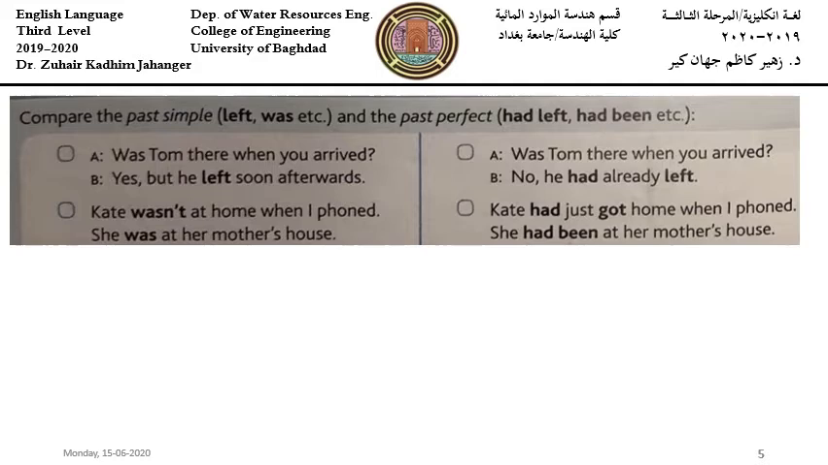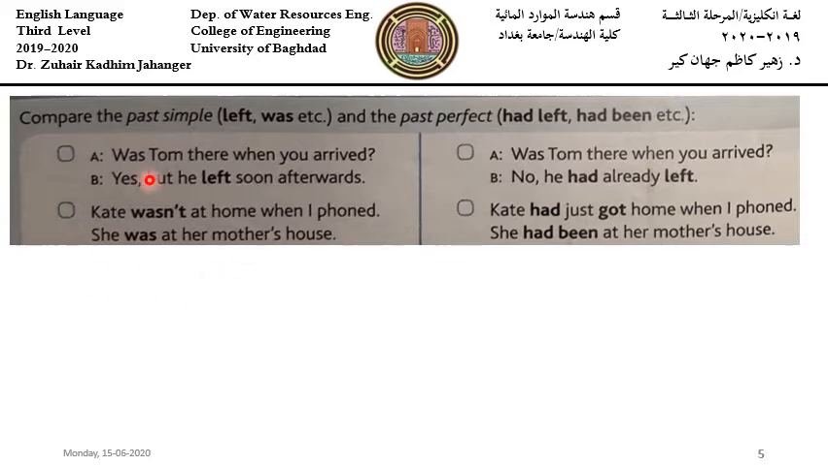And compare the past simple. Now we compare the past simple, left, was, etc., and the past perfect, had left, had been, etc. So, the conversation between A and B: Was Tom there when you arrived? Yes, but he left soon afterwards. Kate wasn't at home when I phoned. She was at her mother's house. This is in the past.